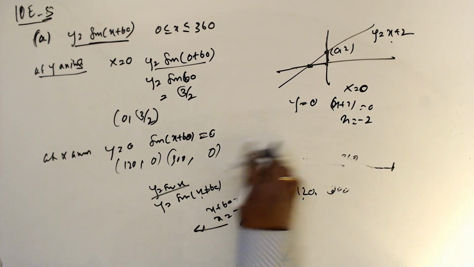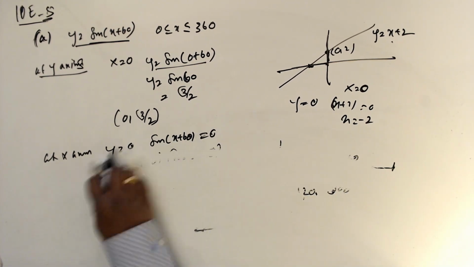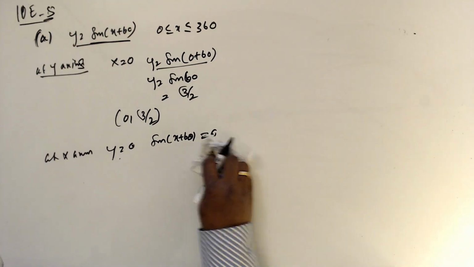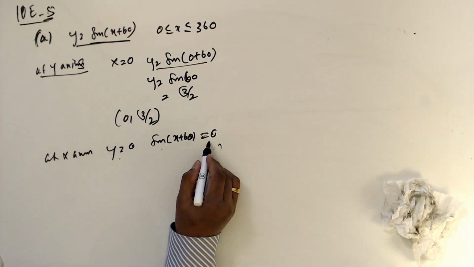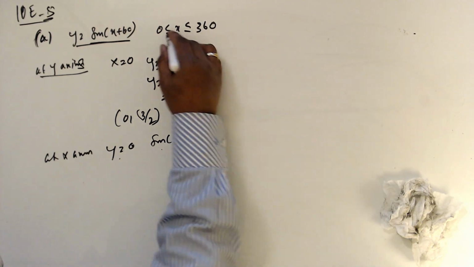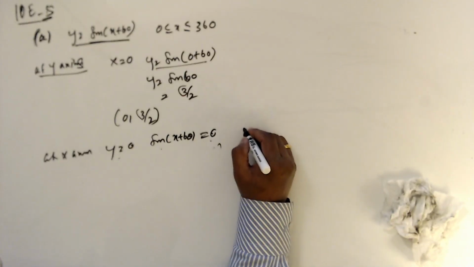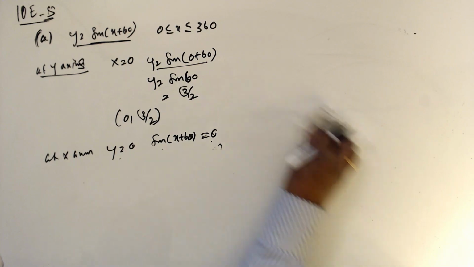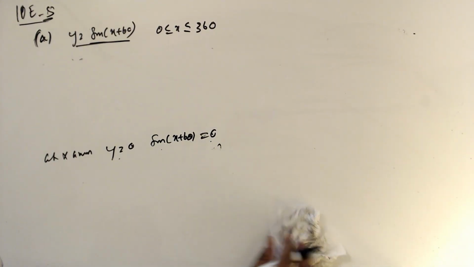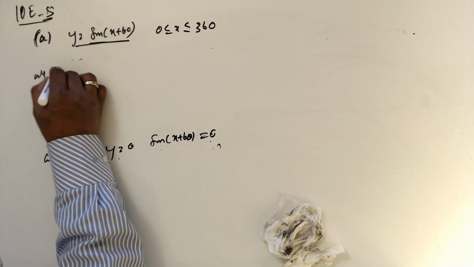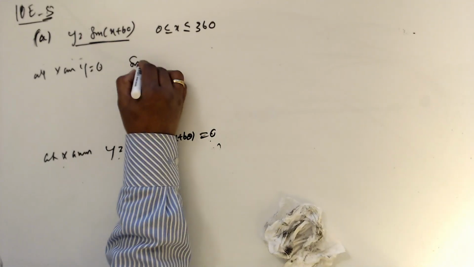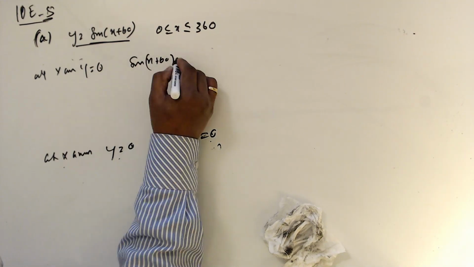Or we can solve this equation. Sin x plus 60 equals 0. I have done the first part now. So I will bring the second part. At x-axis y equals 0. It means sin x plus 60 equal 0.